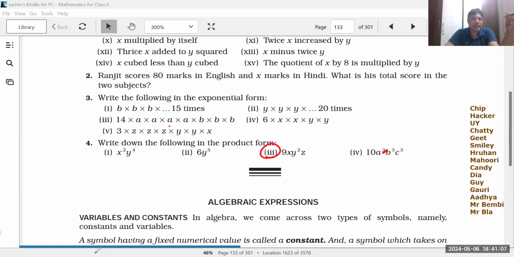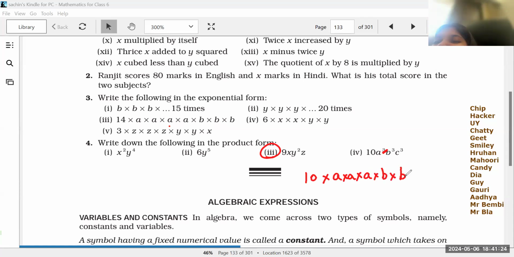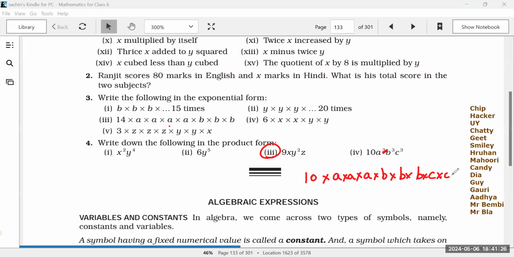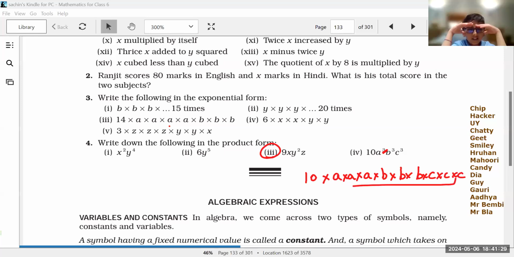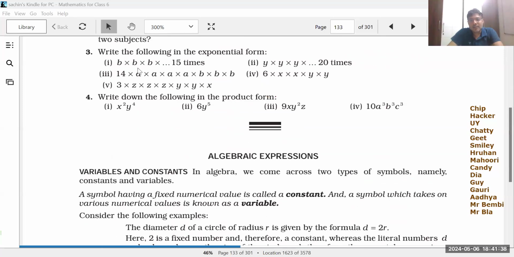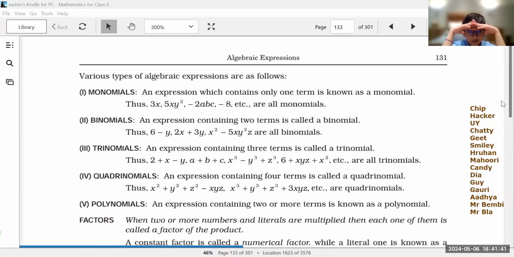Ananya, you tell me the D part. Sir, it will be 10 into A into A into A into B into B into B into C into C into C. All right, so good, Betty. Sir, I didn't understand the third one. Arre yaar, there is one x, two y, one z: 1x into 1y into 1y into 1z. So it will be 9xy into 9xy.